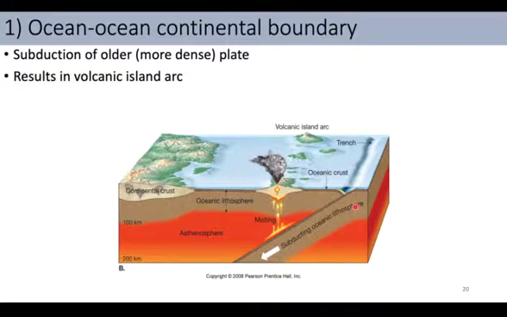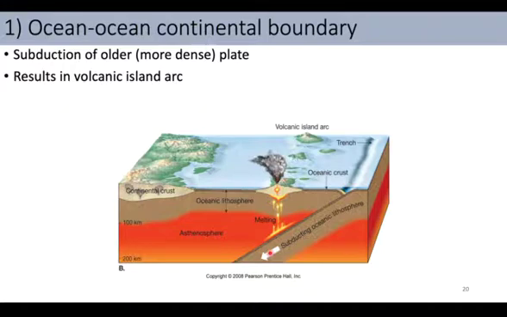So the oceanic crust, remember, is quite dense. So it is actually dense enough that it can sink down into the asthenosphere. So the most dense crust is going to sink down into the asthenosphere. What that means is the oldest crust will actually sink down, because as the crust ages, it's going to become more and more dense.